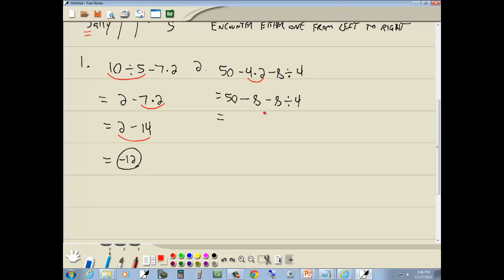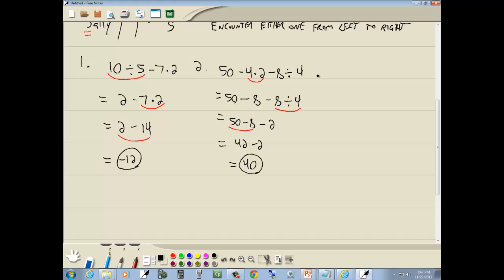Well, still doing the multiplication and division part. There's no more there, but here's one: 8 divided by 4. Oops, try it again. 8 divided by 4 is 2. Okay, Aunt Sally, addition and subtraction. Our first one is 50 minus 8, which gives us 42. And then 42 minus 2 gives us 40. And that's our answer. Let me double check that.